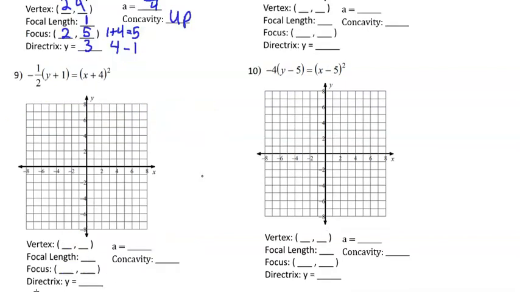Let's look at one more for this section. Number 9. We have -1/2 parentheses y plus 1 equals parentheses x plus 4 squared. Your vertex would be h, k, where h is -4 and k is -1. It's going to be the opposite for k in this case because it's on the inside parentheses. Your a is the reciprocal of this number, so that would be a -2. A is negative, so your concavity would be concave down. It'd be an upside down U. Just like up was a right side up U.